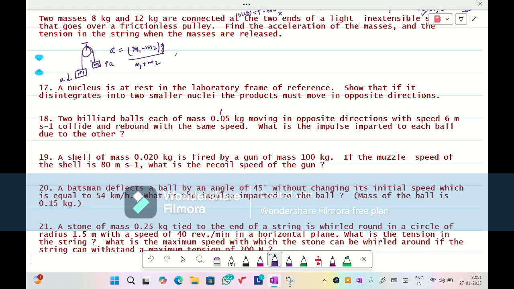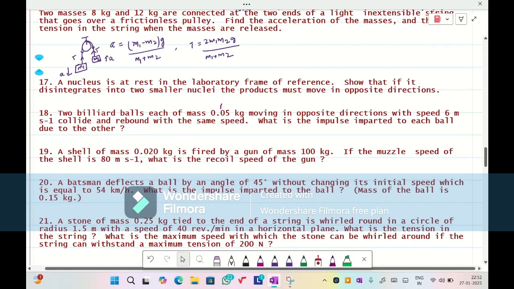So free body diagrams also you can write. Tension is the same. Tension is always pulling the blocks. So now tension is equal to 2 M1 M2 g by M1 plus M2. So this is the tension formula, and the acceleration formula as well. So substituting, we will get the answer. So now question 17.